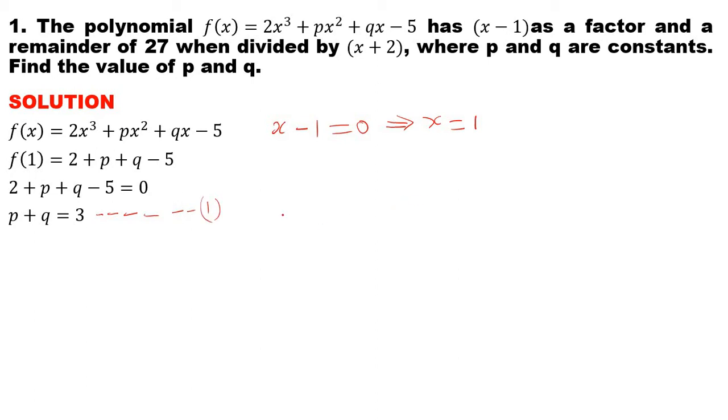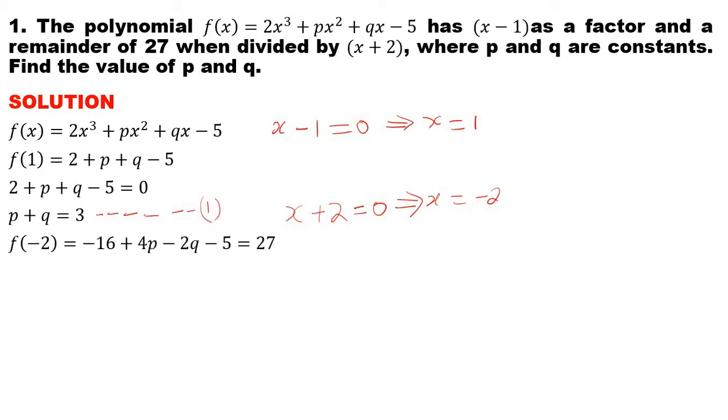Then remember that we have x plus 2. Okay, which we are told that if we divide the function by x plus 2, we'll have a remainder of 27. So let's also equate this to 0 so that we'll get the value of x here, and that gives us x to be minus 2. I'll also put that same value for x in this polynomial, and this is what I have. Remember, it's equal to 27 because that is the remainder if we divide the polynomial by x plus 2.